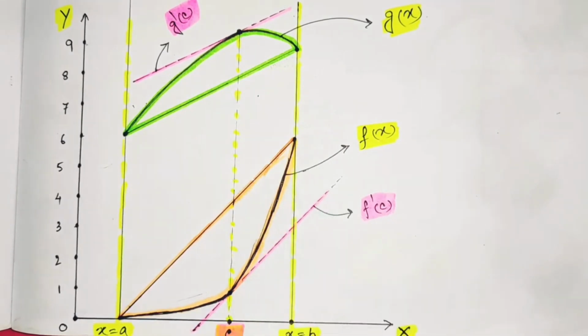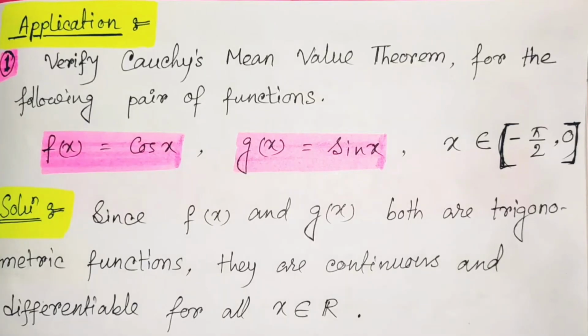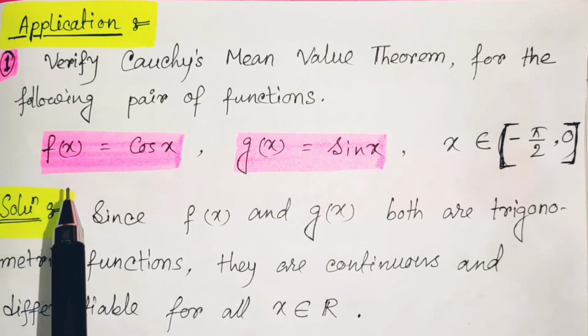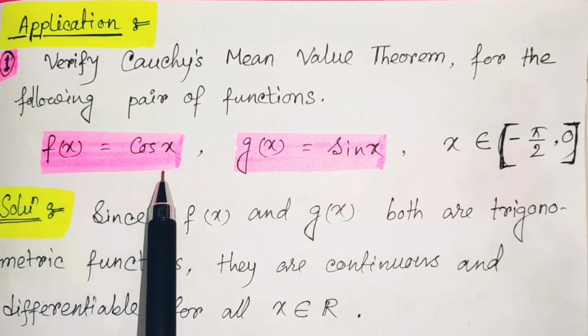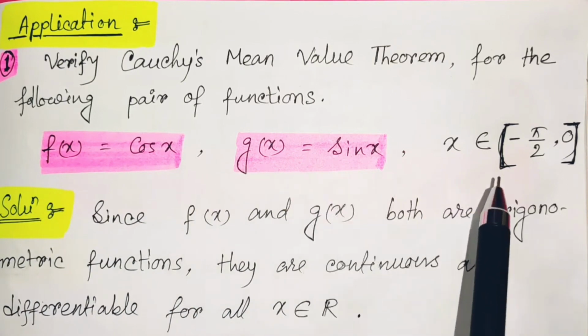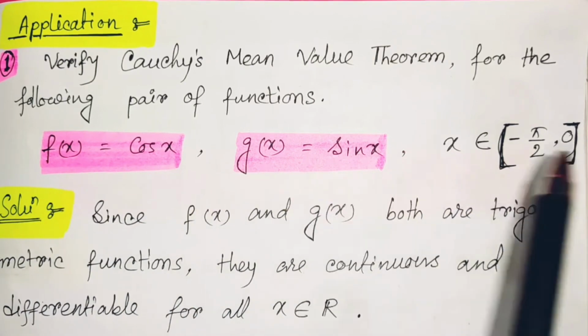Now let us do some applications, that means a few problems on the Cauchy mean value theorem, so that we can understand the application of this theorem much better. So first example: verify Cauchy's mean value theorem for the following pair. What are the given functions? f(x) is equal to cos x and g(x) is equal to sin x within the range minus pi by 2 to 0.